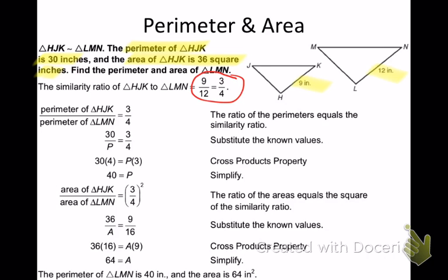3/4. Okay? So I'm going to set a proportion up. First, I'm going to use the perimeter. The perimeter is 30. So 30 over P equals 3 over 4. Cross products and solve, I get the perimeter is going to be 40.